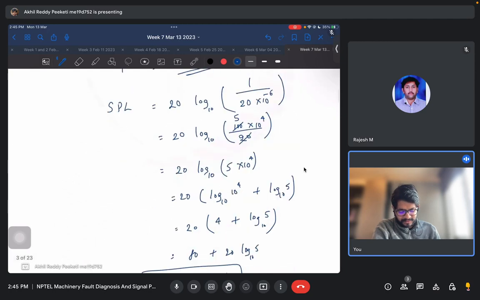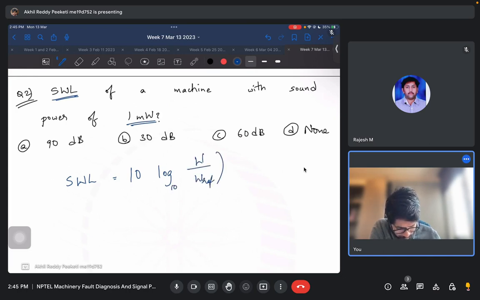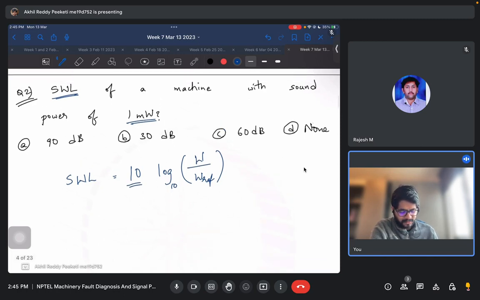Next we will see the other measures. Here the question is the SWL of a machine with sound power of 1 milliwatt. SWL is in terms of power. For this the formula is 10 log base 10 of W by Wref. In SPL the multiplication is 20 but in power level it's 10. That's a major difference which you need to remember.